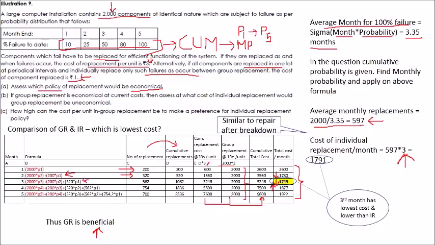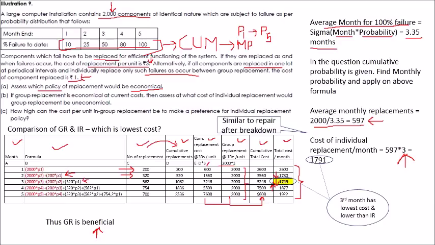Month is taken as the first column. For each month, what is the formula to find the number of replacements? The cumulative number of replacements, multiplied by 3 rupees, is the individual replacement cost. For group replacement, what is the cost? Find the total cost, divide by the month, and you will find the per month cost. Okay, the same table I am going to use, guys.